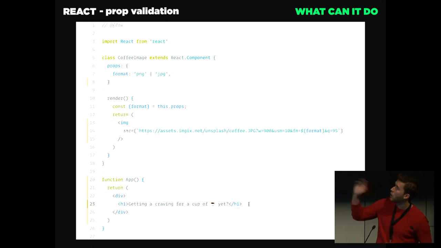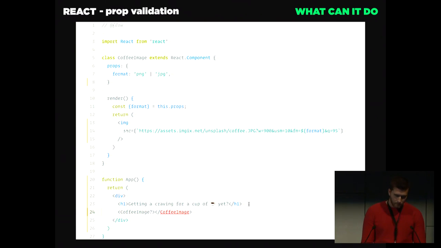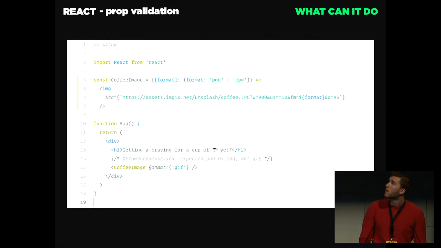Here we can see a coffee image component which only has one prop. It's format, and it can either be PNG or JPEG. So if we start to use the coffee image in our application, and we pass it a format, and if we give it something else, like a GIF, we'll get an inline error. And the error says that this string isn't in the string enum that you told me the format is. So this can be really useful. Just for completeness' sake, we could have implemented coffee image as a stateless component, and Flow has support for that as well.